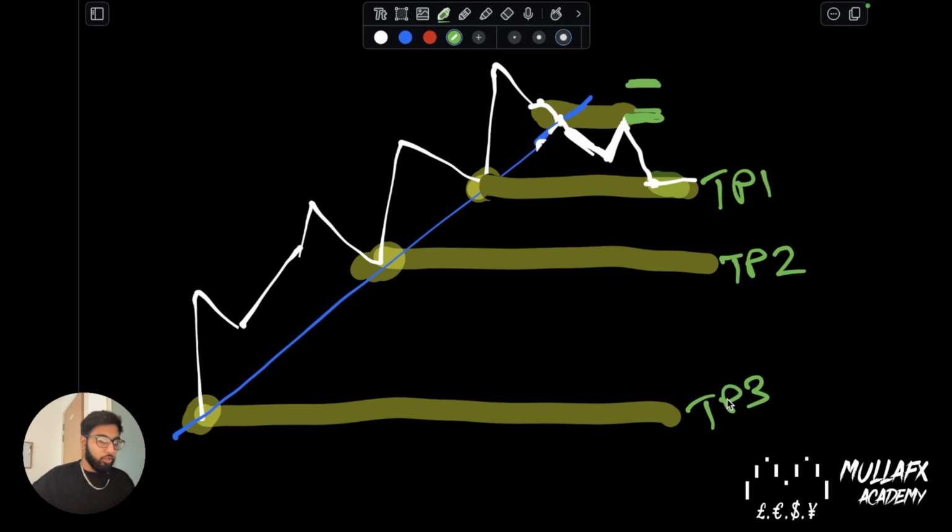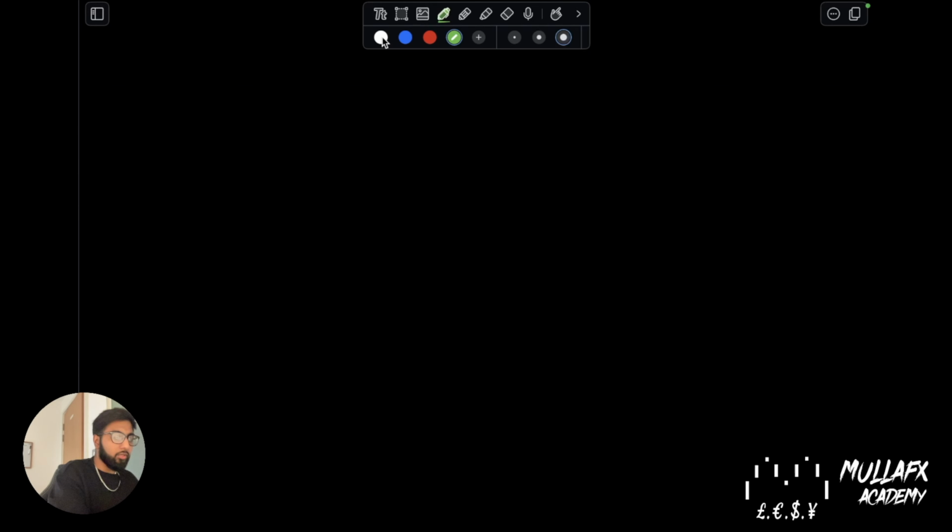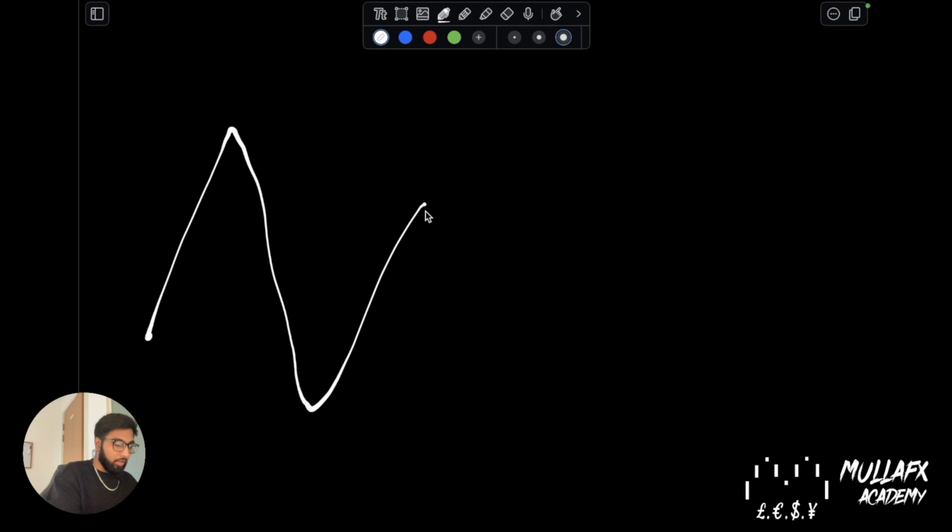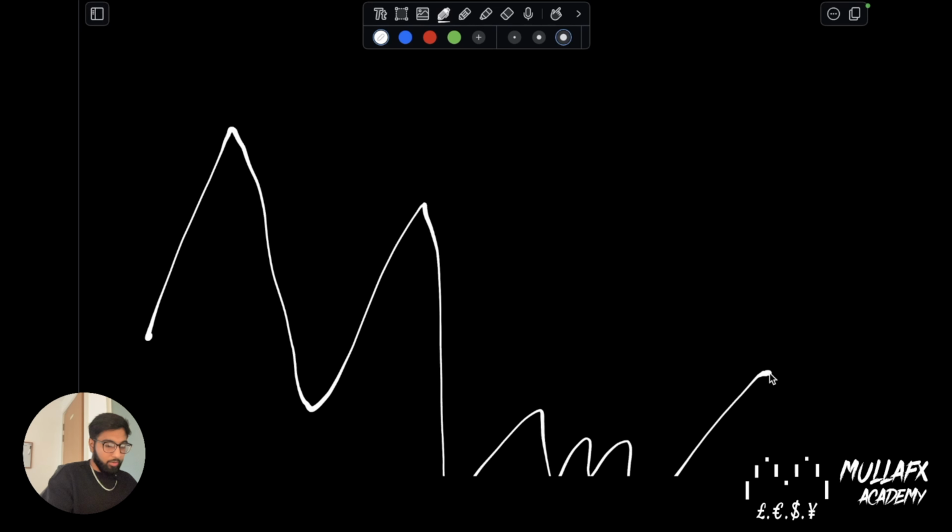Now I'm just going to quickly show you another example, but this time the market is in a downtrend. So let's say price goes up, then goes down, then goes up, goes down, goes up, down like this, and then we have one more, and then we're going down.